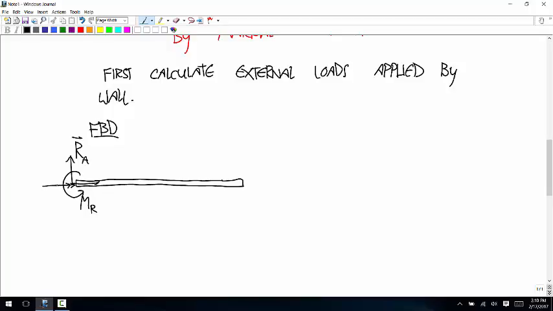So over here, we have 1,000 newtons. And then we have this couple, 500 newton meters. We're neglecting the weight of the beam.